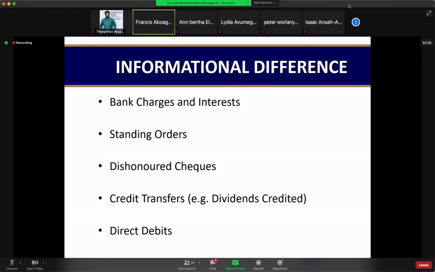Now, first of them is charges and interest. So the bank supposedly is providing us with services, and because of that, they charge us. Previously, when they charged you, they would send you a note that you have been charged for so and so. Now, you only discover when you receive your statements. So sometimes you think that you have so much at the bank, but it's going through charges and interest.